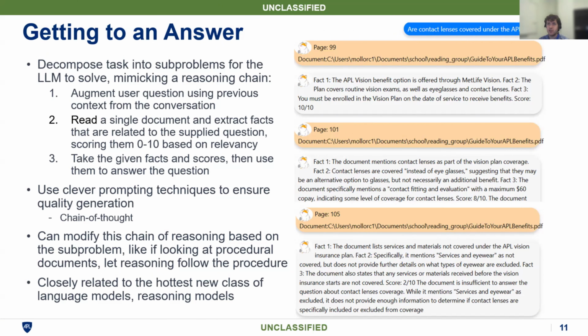And then this just sort of works generally. You can modify the chain of reasoning based on the subproblem. So if you're looking at procedural documents, you would want to maybe decompose the problem into step by step, looking at the procedure sort of in the order it's performed or something like that.